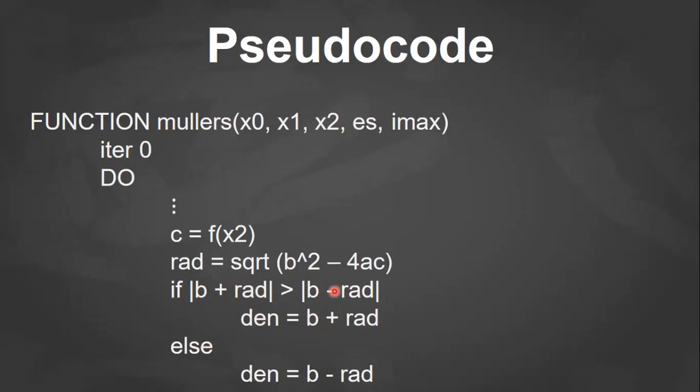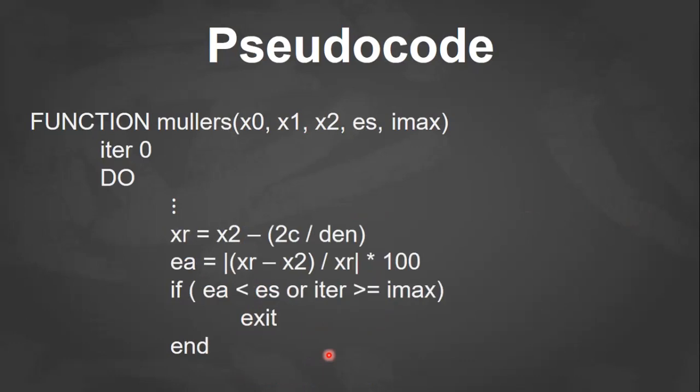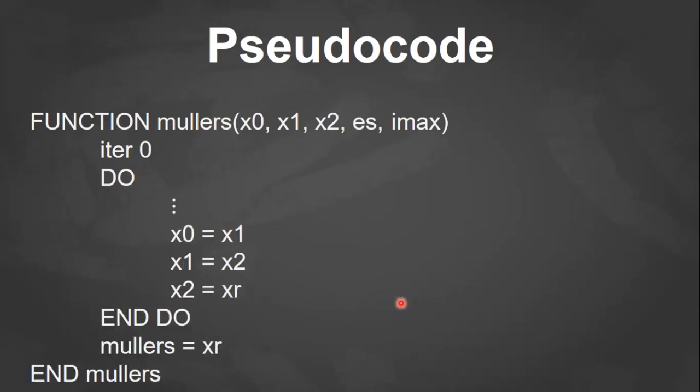Pero kung mas gamay, then atong denominator will be B minus radical. Then ang x sub r na to atong root estimate. Then kuha na to ang approximate error, then i-check din nato kung ang approximate error kay less than na kay tolerance, okay, then you can exit, or kung ang iteration kay greater than or equal na kay giset na nga maximum iteration, then we also exit the program. Then mag-update din ta.